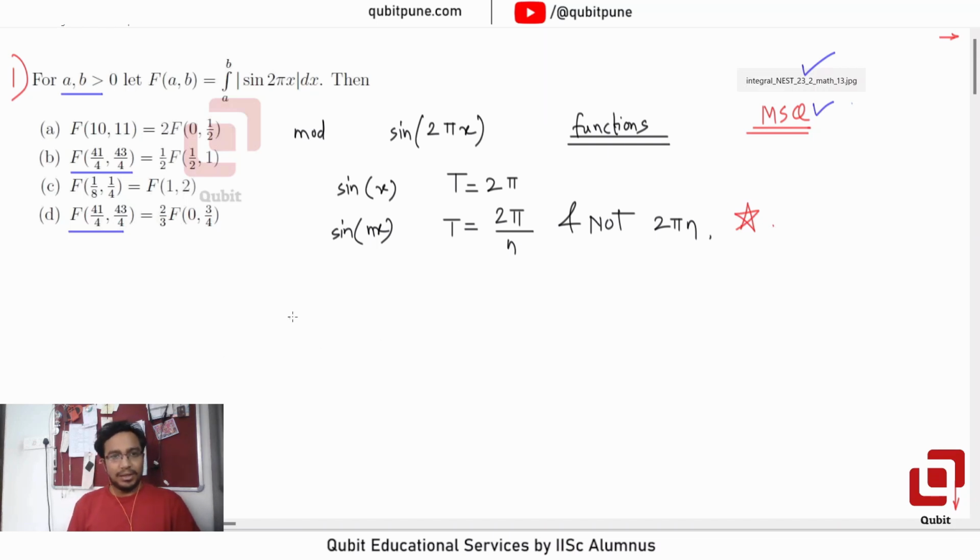So in this particular case, for sine 2πx, what will be the fundamental period, the smallest possible period? It will be 2π upon 2π, and therefore the fundamental period is equal to 1. Raise your hands if you understood this.